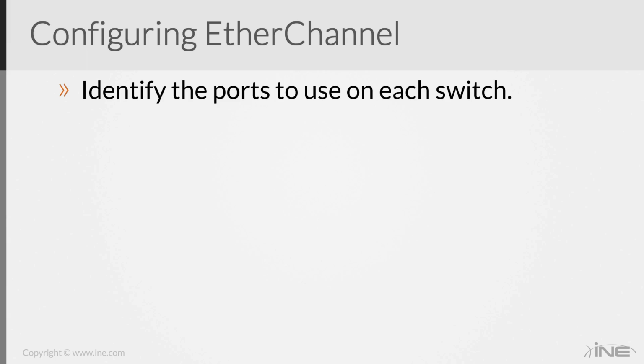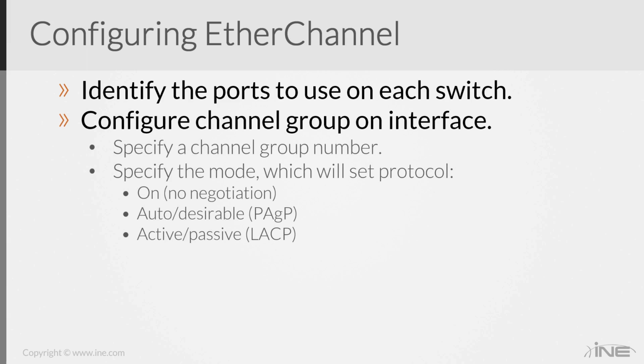Now configuring the EtherChannel is actually really, really simple. You configure a channel group number, and then you specify the mode and set the protocol. You would type in channel protocol and then specify LACP or PAgP. Then you type in channel group 1, and from there you simply specify the number, and the number is unique to the switch itself. So it doesn't have to match, but typically you're going to match.